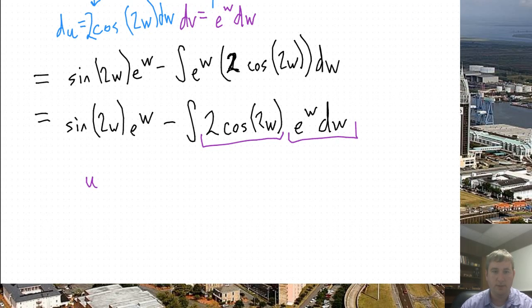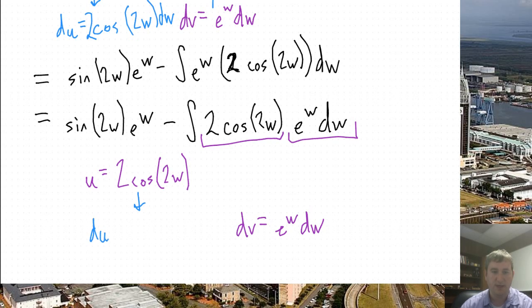My u is 2 cosine of 2w. My dv is e to the w dw. And let's see, my du, if I take the derivative, the 2 is going to pop out from the inside, multiply by 2 to get 4. Cosine will become negative sine of 2w. And going backwards the other way, e to the w integrates to just e to the w by itself.